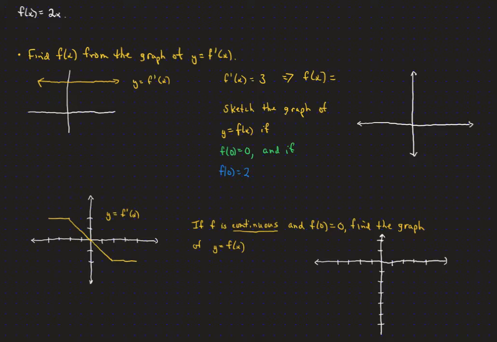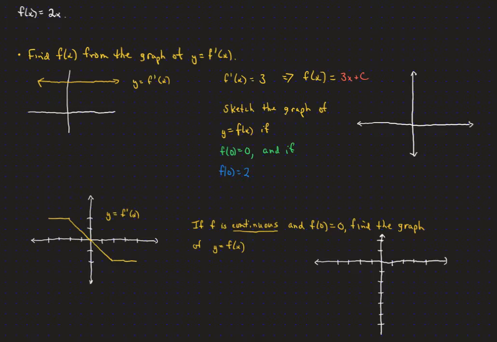We change notation now, so we're not using capital F and little f, we're using little f prime and little f. If we see the graph of f prime of x is this horizontal line y equals 3, then we know that its antiderivative could be 3x plus any constant, because the derivative of 3x is 3 and the derivative of a constant is 0.